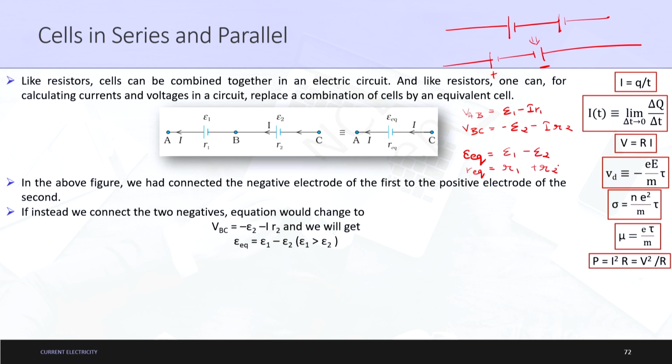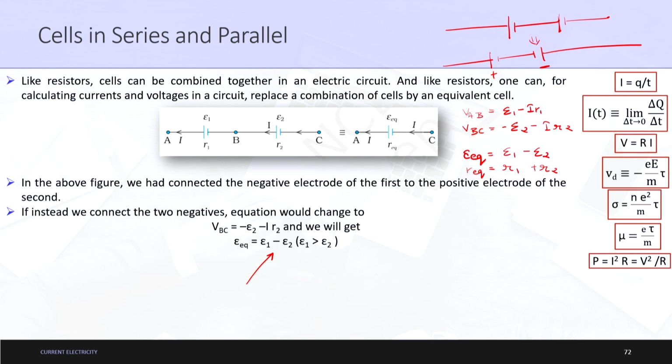So, this is the thing which I need to explain here. In the above figure we had connected the negative electrode of the first to the positive electrode of the second. If instead we connected two negative electrodes, the equation would have changed to VBC equal to minus epsilon 2 minus IR2, and we will get epsilon equivalent is equal to epsilon 1 minus epsilon 2. So, this is the final concept here.